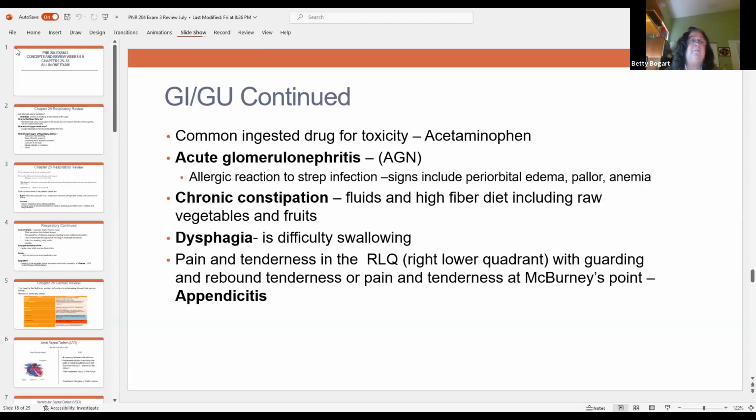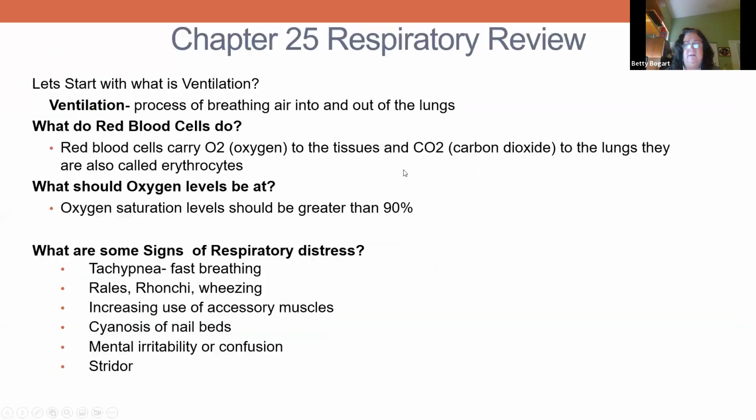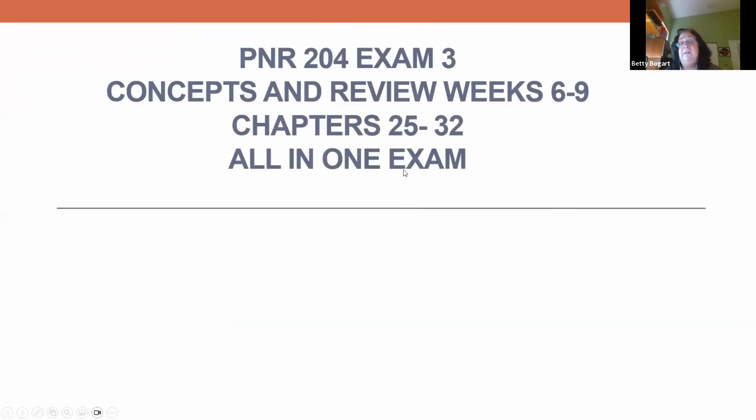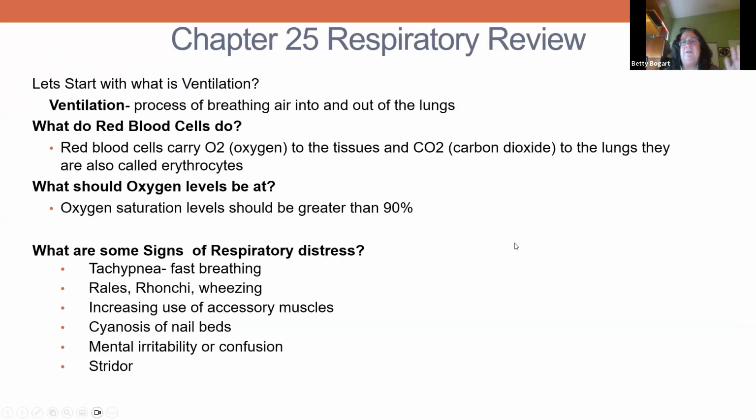So let's go ahead from the beginning. These are chapters 25, 26, 27, 28, 29, 30, 31, 32. It is a lot of chapters, and it is in minimal weeks that we're doing these things. So getting that information to you is what's important for me. So let's go ahead and start from the beginning. Let's start with chapter 25.